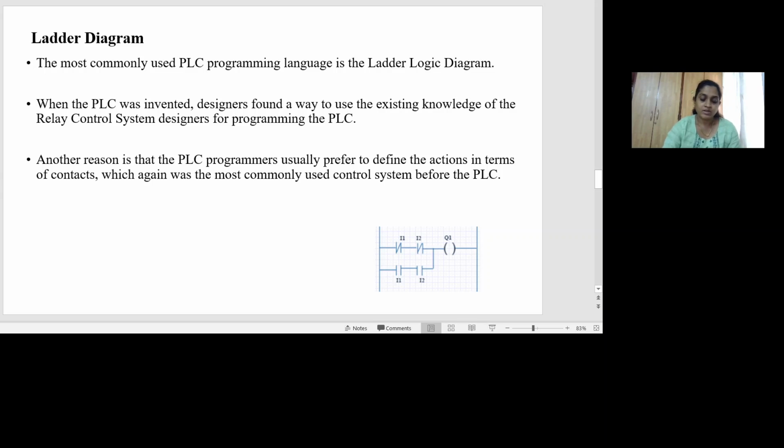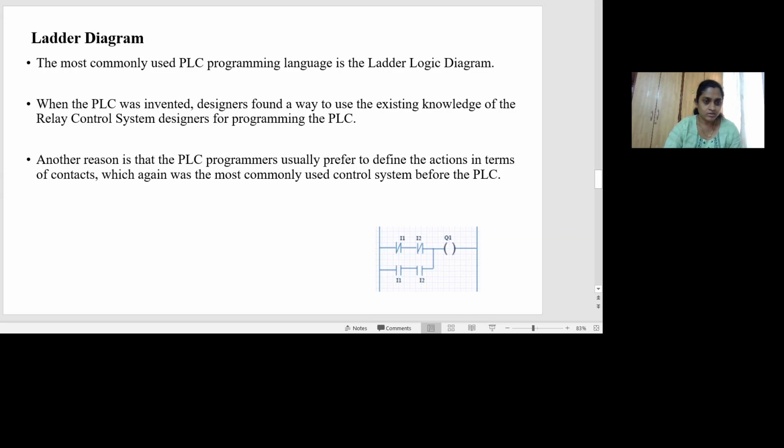Coming to the disadvantages, programming of motion control and batching is more difficult in the case of ladder diagrams. If I use a ladder diagram to program an application wherein I need to control the motion and monitor the batching, all those things, it becomes very difficult in such applications.